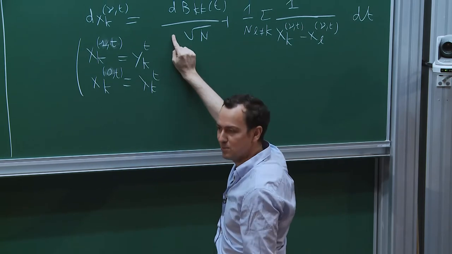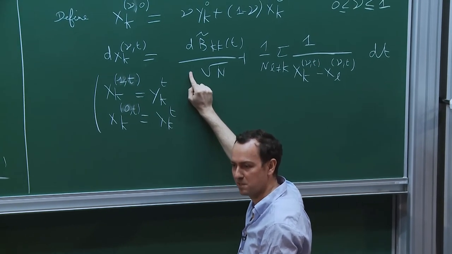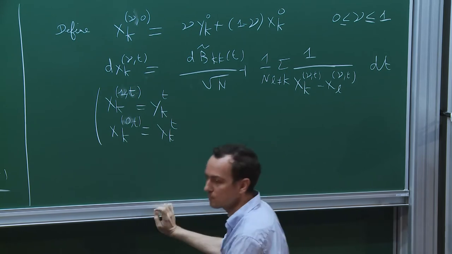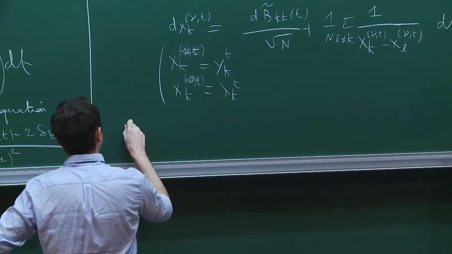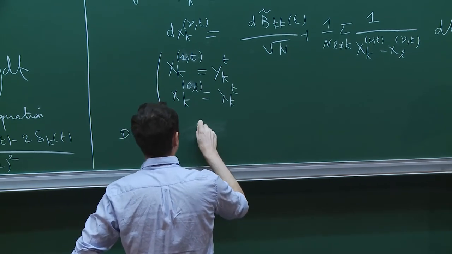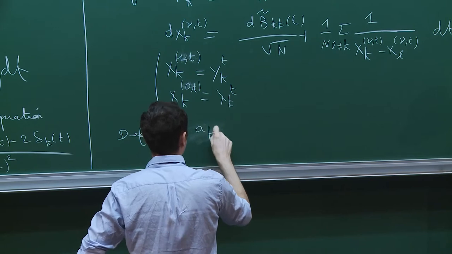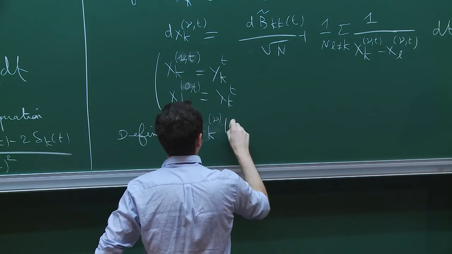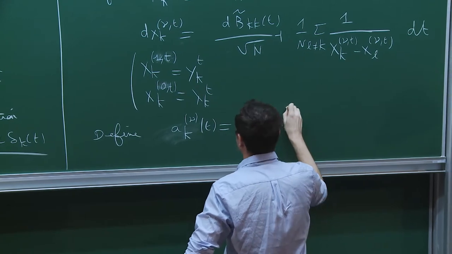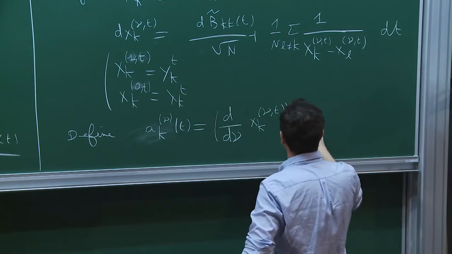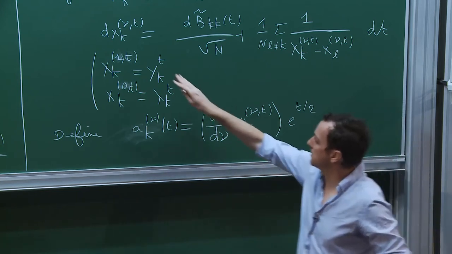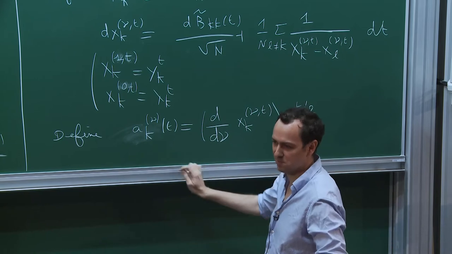Now you can just differentiate this equation in nu. You need to be careful when differentiating a differential equation in this parameter, but you can just do it. Take a small increment to convince yourself you can do it. So, in particular, by notation, let's define a_k(nu, t) to be the derivative in nu of my x_k(nu, t), and I multiply by a factor exponential of t over 2, to get rid of the Ornstein-Uhlenbeck term. So you just define this. Then by differentiating on both sides here, you get the usual parabolic equation for this object.